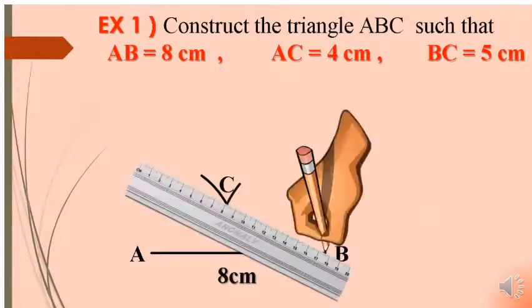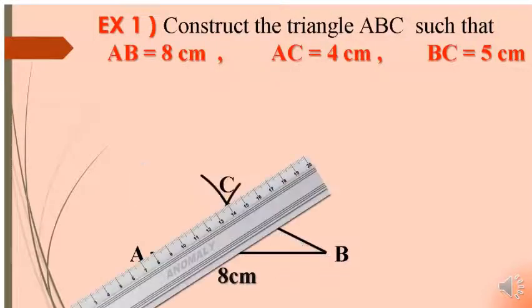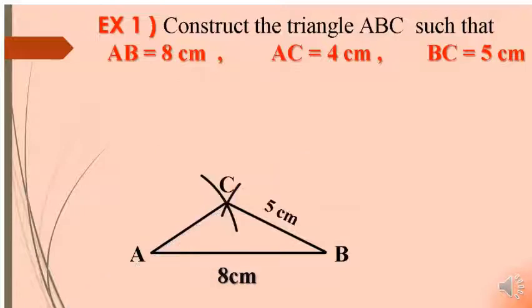Then join AC and BC using the ruler and the pencil. Here you get triangle ABC. AC is 4 centimeters, BC is 5 centimeters, and AB is 8 centimeters. You can erase the arcs.